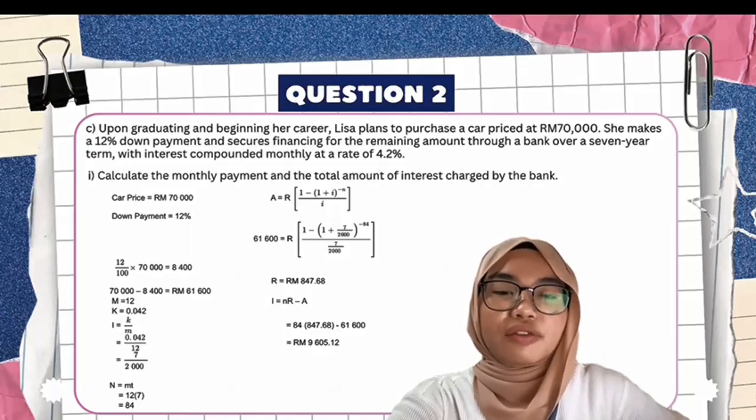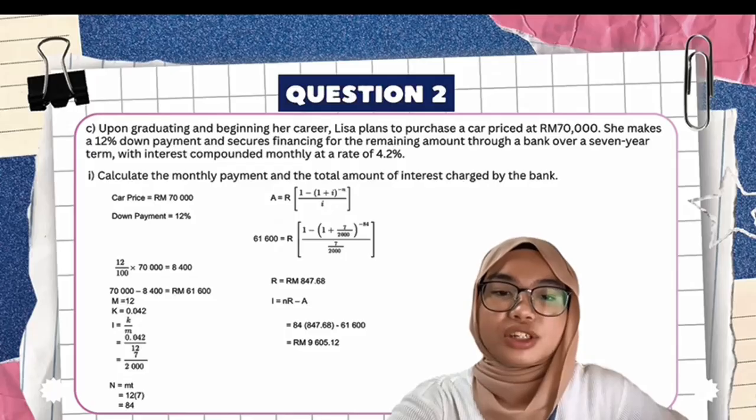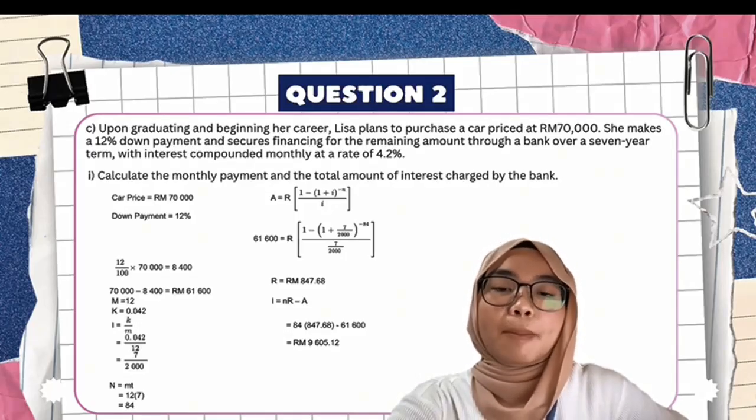The total interest paid over the loan period is then found using I equals n multiplied by R minus A, which gives I equals 84 multiplied by 847 ringgit and 68 cent minus 61,600, which equals 9,605 ringgit and 12 cent.